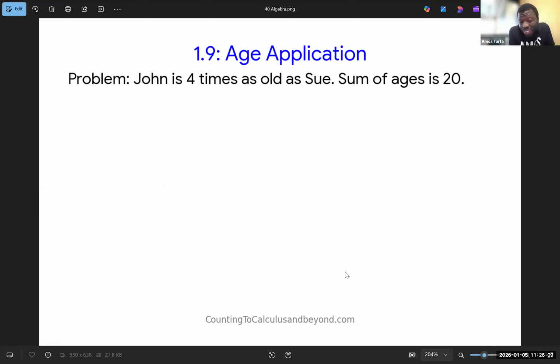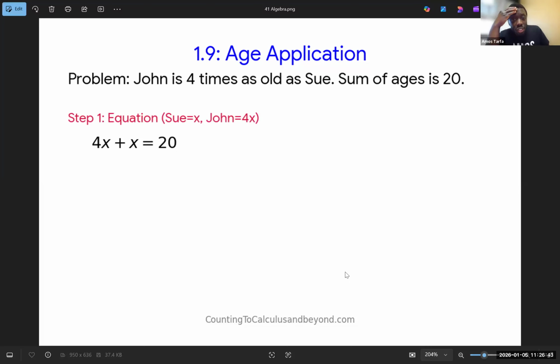Age application. I will say that age applications sometimes make me wonder why we do this to people, right? Because how often do people walk up to you and say, John is 4 times as old as Sue, and the sum of their ages is 20, find this or that? People don't really do that, but we use these to just help you see the application. So have mercy on the math curriculum writers sometimes, because the examples are not as practical, since we don't talk like this in real life. But think of it as how can we help you to master the equation solving strategy? So we're trying to use things that might be more relatable to students.